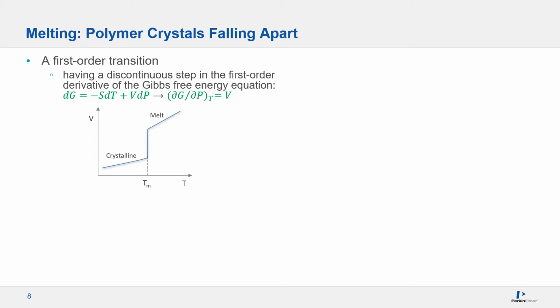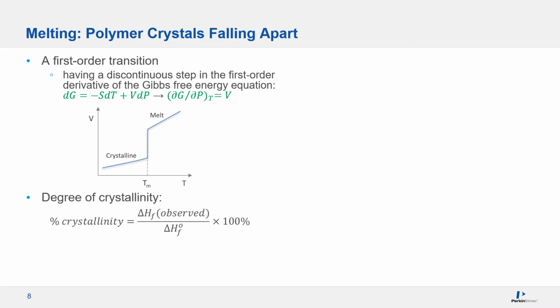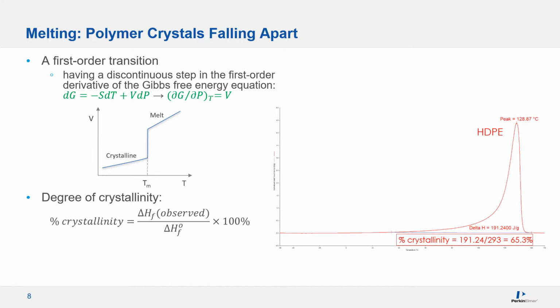Melting is a first-order transition because it has a discontinuous step in the first-order derivative of the Gibbs free energy equation. For a small number of polymers, the heat of fusion of melting 100% crystalline is available. So if you are analyzing one of those polymers, degree of crystallinity can be calculated by comparing the delta H values using this equation. So taking HDPE as an example, the percentage crystallinity of this sample is 191 over 293, you get 65.3%.